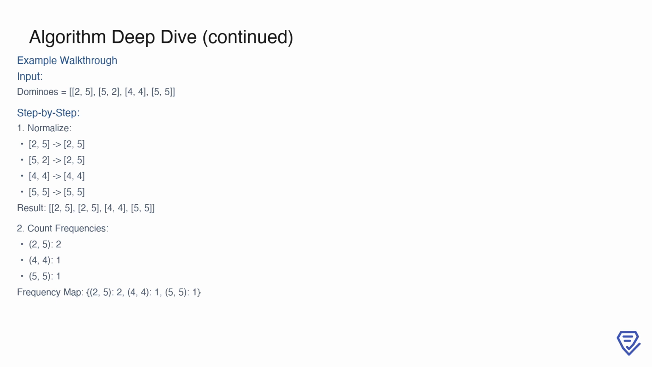Consider the input dominoes (2, 5), (5, 2), (4, 4), (5, 5). The first step is to normalize each domino. For (2, 5), the normalized form remains (2, 5). For (5, 2), the normalized form becomes (2, 5), as we place the smaller number first. For (4, 4), the values are already equal, so the normalized form is (4, 4). Finally, for (5, 5), the normalized form remains (5, 5). After normalization, we get the list (2, 5), (2, 5), (4, 4), (5, 5).